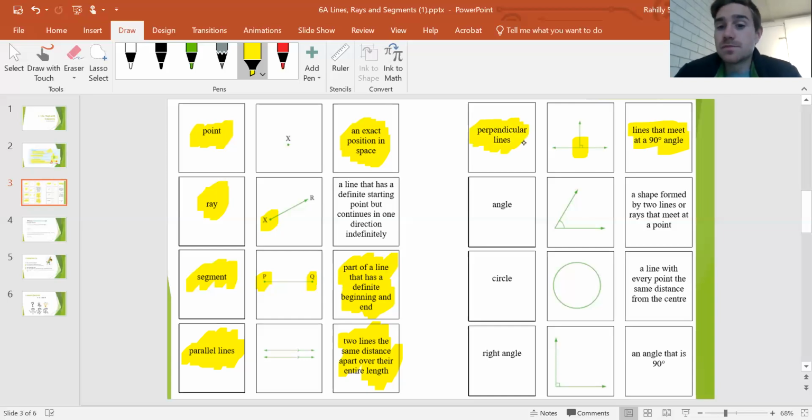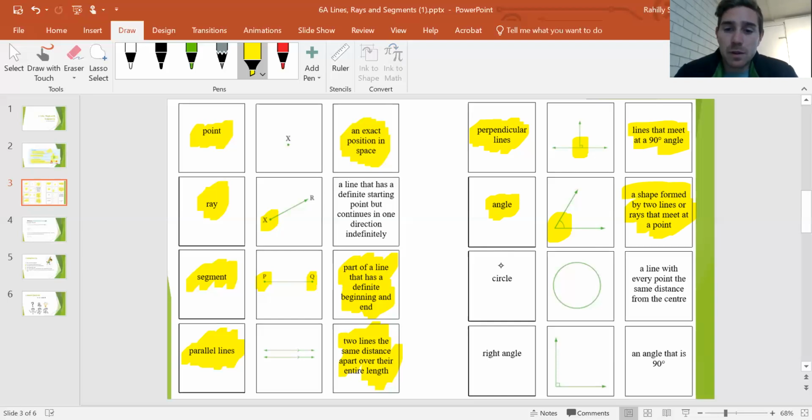An angle is a shape formed by two lines or rays that meet at a point. All right, so this in here is where our angle is. It is not a perpendicular line because our lines aren't at 90 degrees. Okay, so it's less than or more than 90 degrees, and it's a shape formed by two lines or rays that meet at a point. So that is the difference. That's what an angle is.